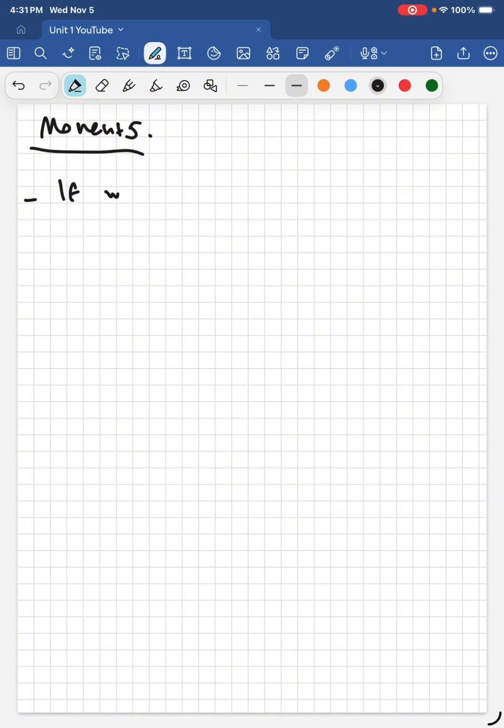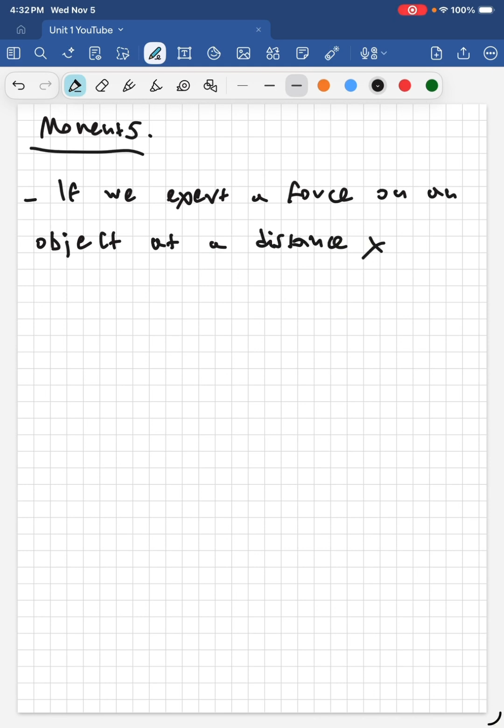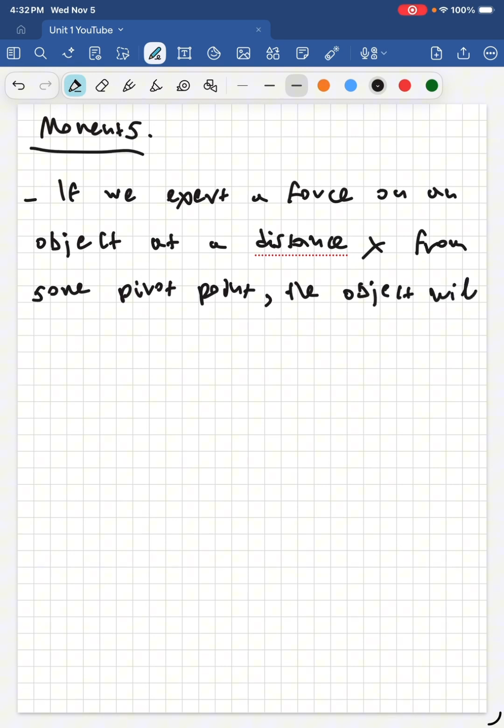If we exert a force on an object at a distance x from some pivot point, the object will turn.